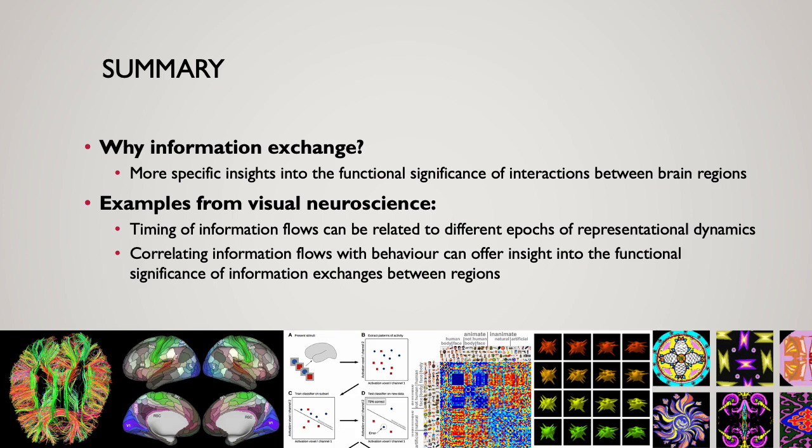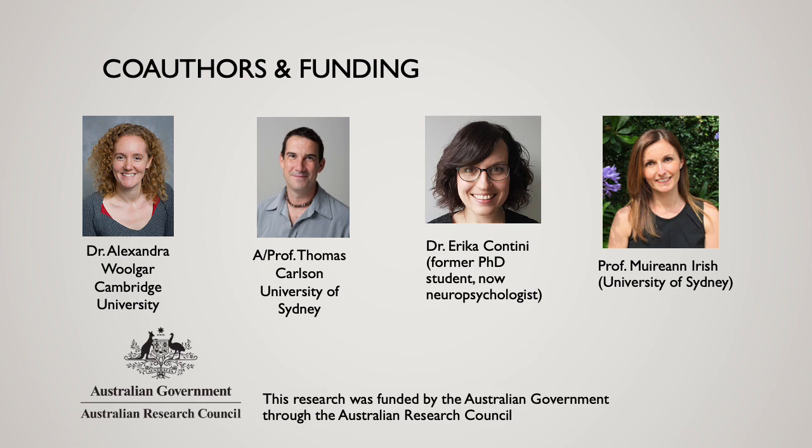In summary, I think that measures of information exchange give us the potential for more targeted and specific insights into brain connectivity. In the 2 examples I've shown, how timing of information flows can be related to other features of the data, and correlations with behaviour provide an interesting future direction for these methods.